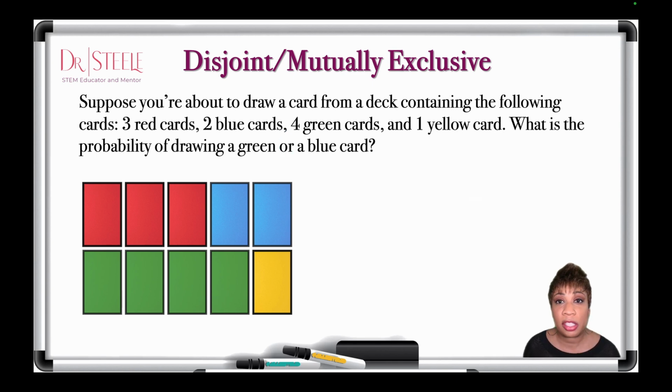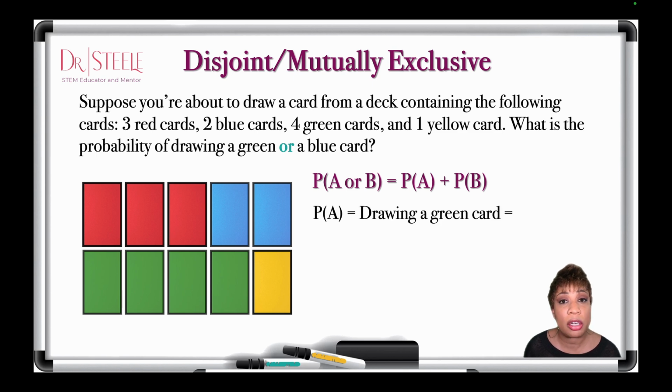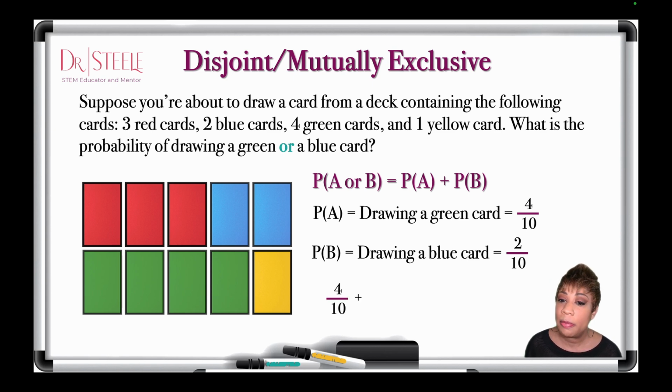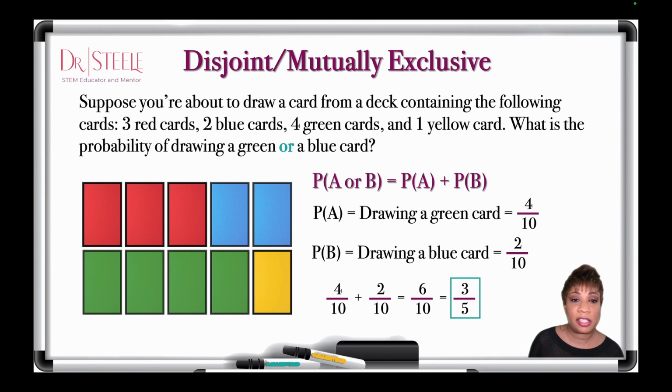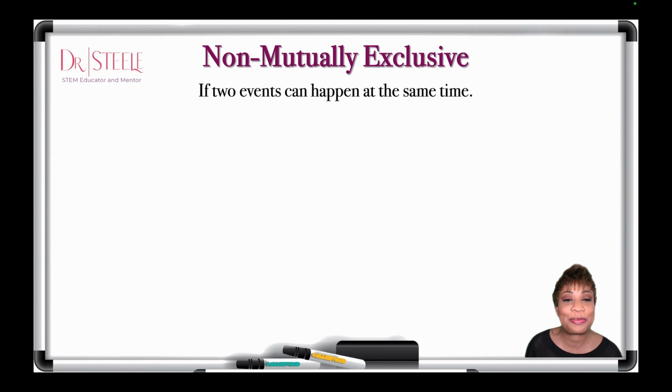For these, I go straight to the question. I'm looking for a keyword. So, what is the probability of drawing a green or a blue card? That "or" is telling me I'm going to use an or formula. The probability of A is drawing a green card, and we have 4 greens out of a total of 10 cards, so 4/10. The probability of B is drawing a blue card, and we have 2 blue cards out of a total of 10 cards. And so the probability of A plus the probability of B equals 6/10, and as we just saw earlier, same thing as 3/5. All right, let's look at another example.